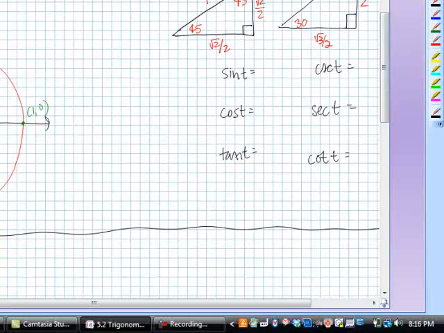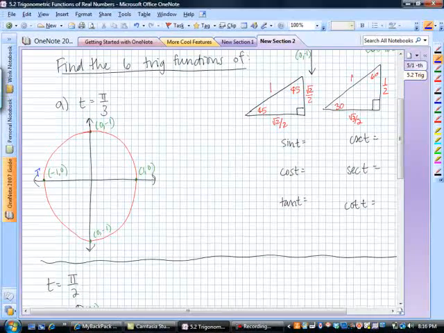So, for example, to find the 6 trig functions of t equals pi over 3, first we need to locate that on the unit circle. Pi over 3 is 1/3 of pi. And if you'll remember, pi is at 180 degrees, pi over 2 is at 90 degrees, and 3 pi over 2 is at 270 degrees. So 1/2 pi is at pi over 2. So 1/3 pi is going to be somewhere in quadrant 1.